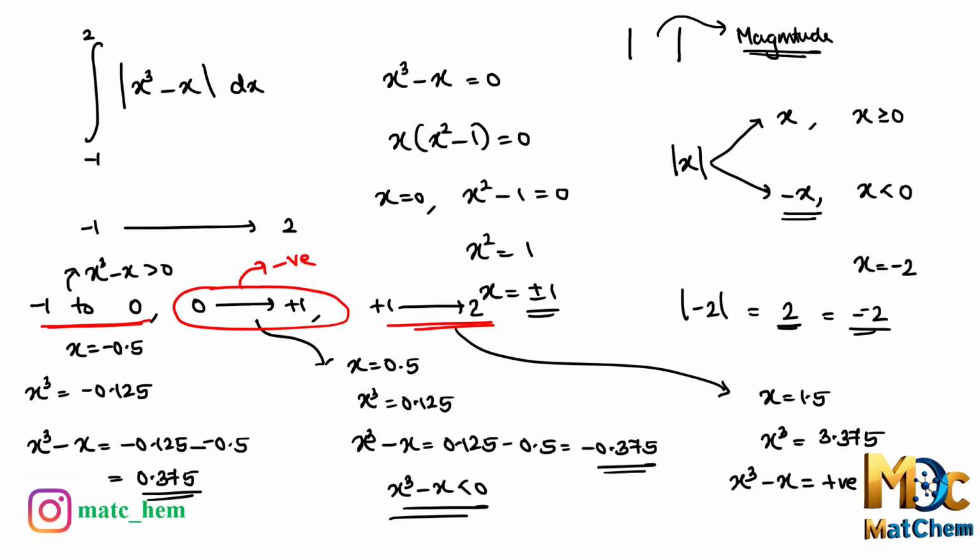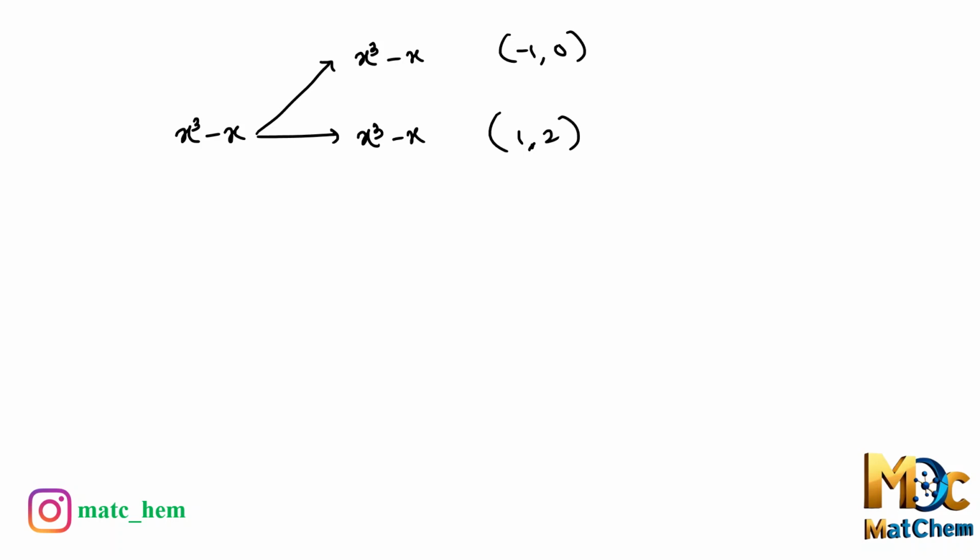So we need to separate the function in such a way that x cube minus x will remain x cube minus x when the value of x is between -1 and 0. It will also be x cube minus x when the value is from 1 to 2. From 0 to 1 it is negative, but we are taking the modulus. That is why we need to take the minus of x cube minus x.